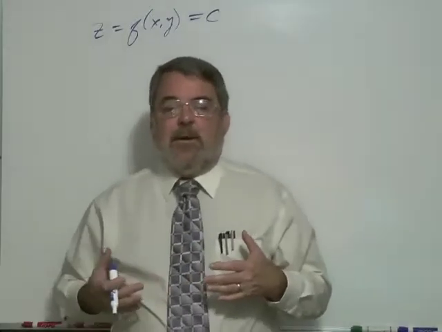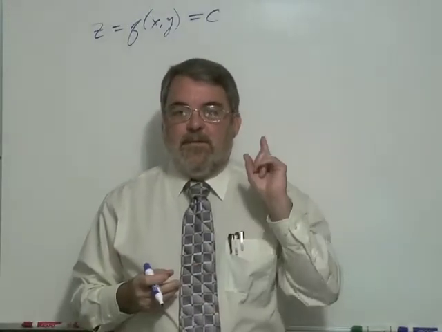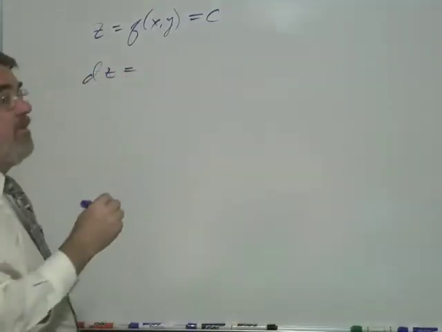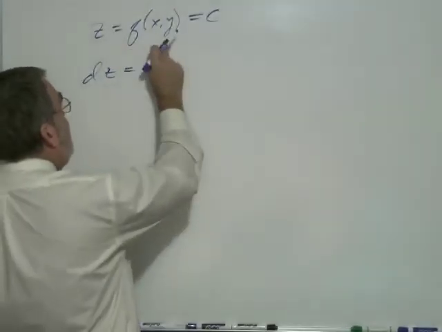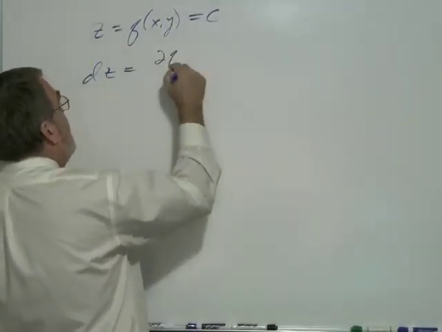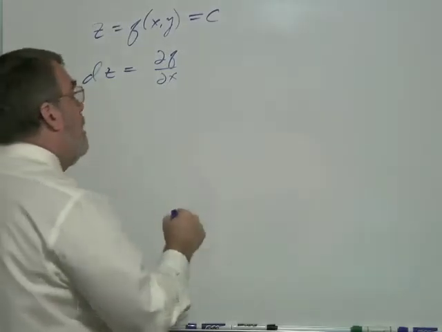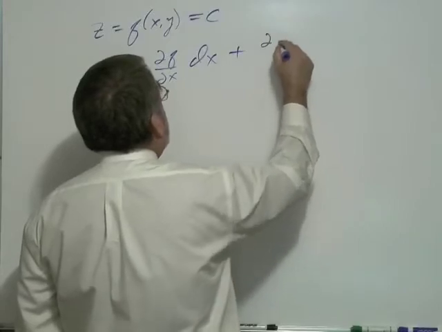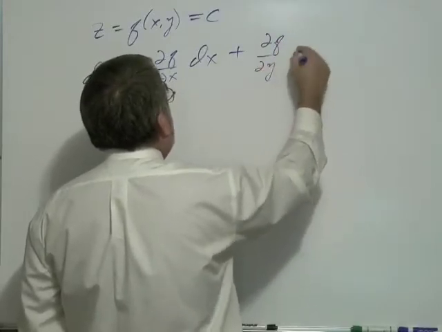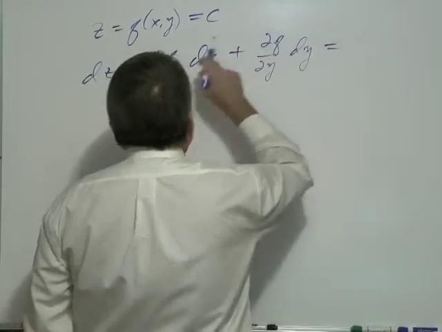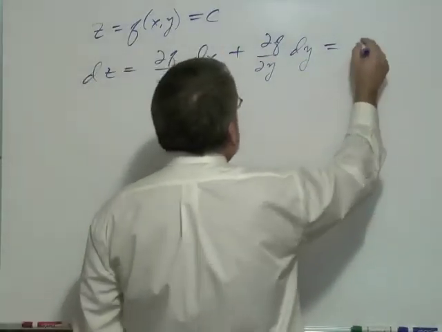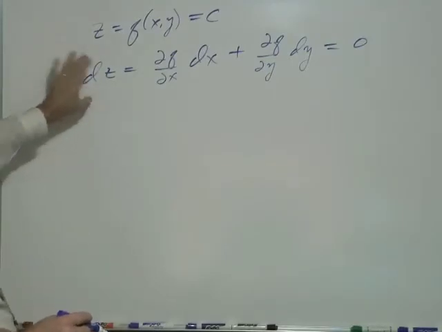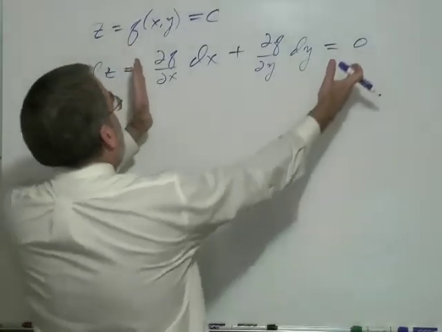Now, in the multivariate theory, the differential of z up here is going to be the partial derivative with respect to x of our function times differential dx, plus the partial derivative of f with respect to y, differential dy, and the right side, the differential of c, will be 0. So I've taken the differential of this little equation and created a differential equation.